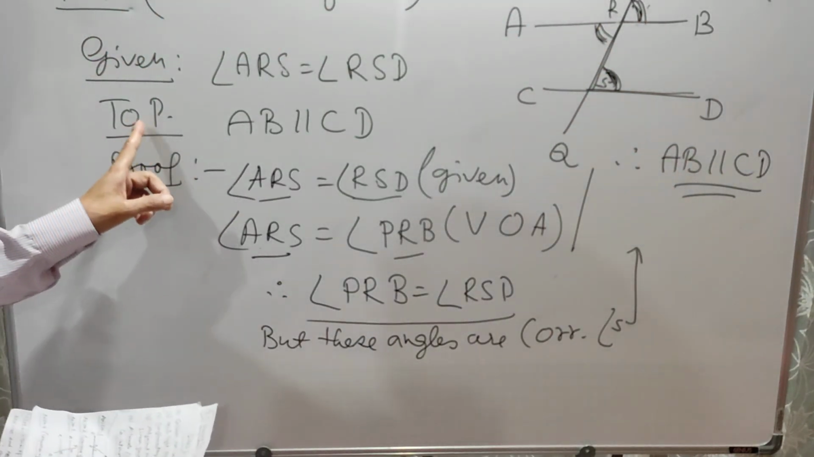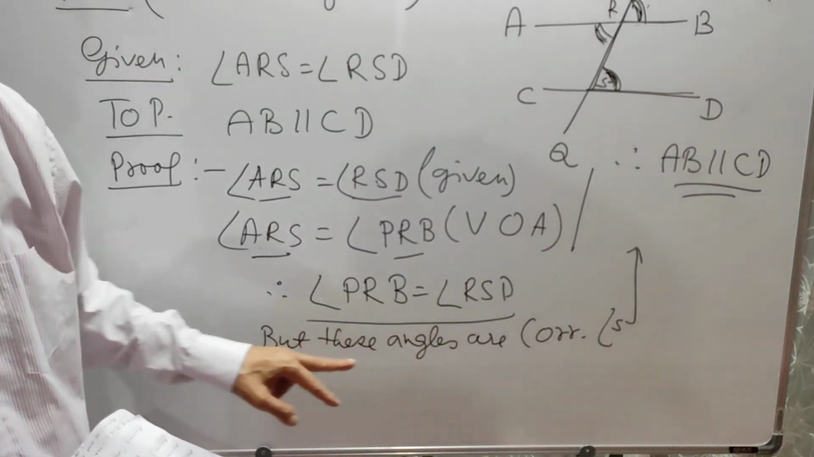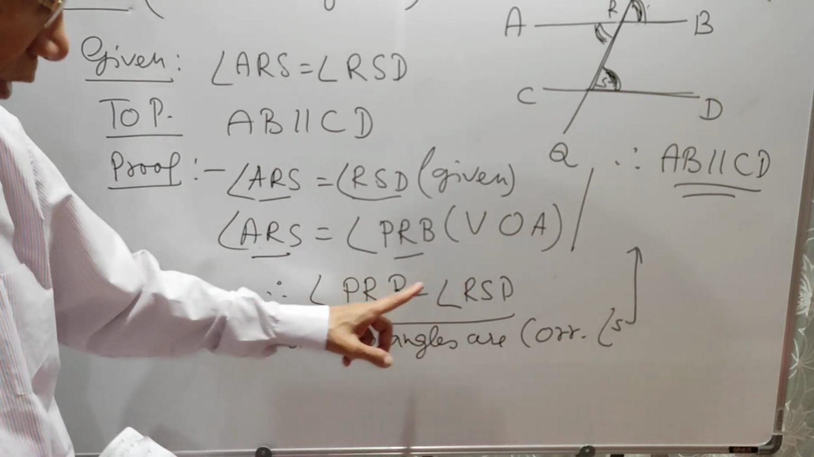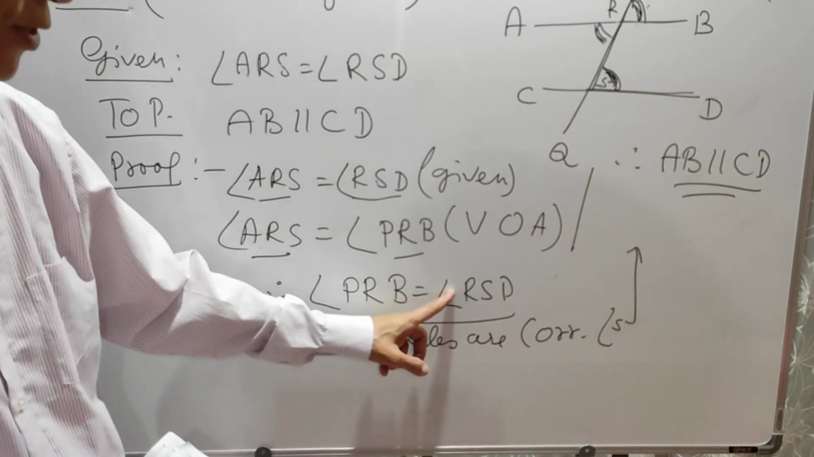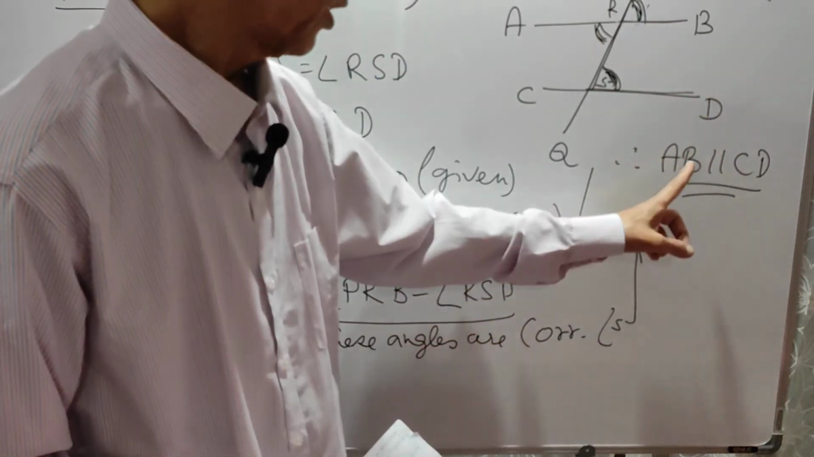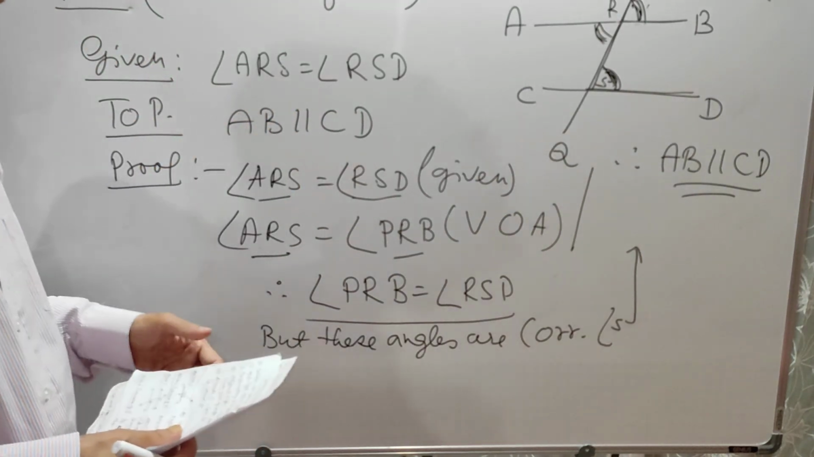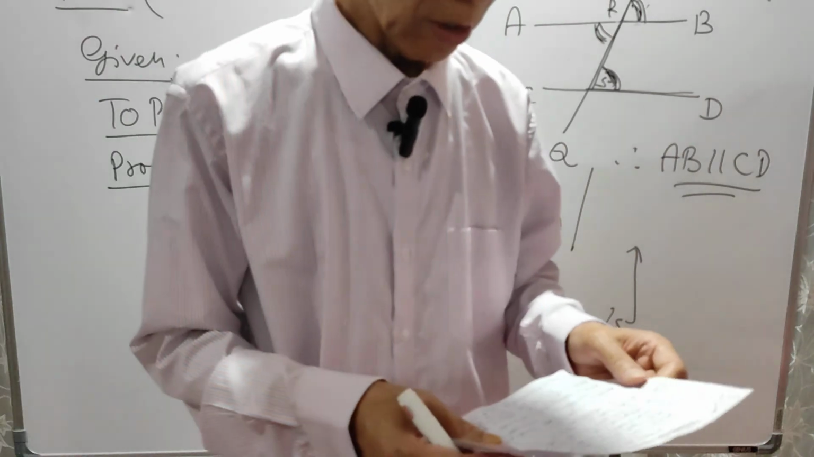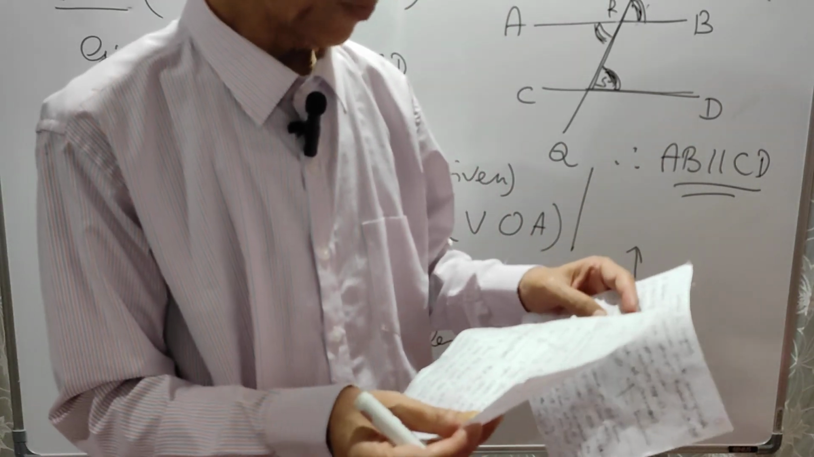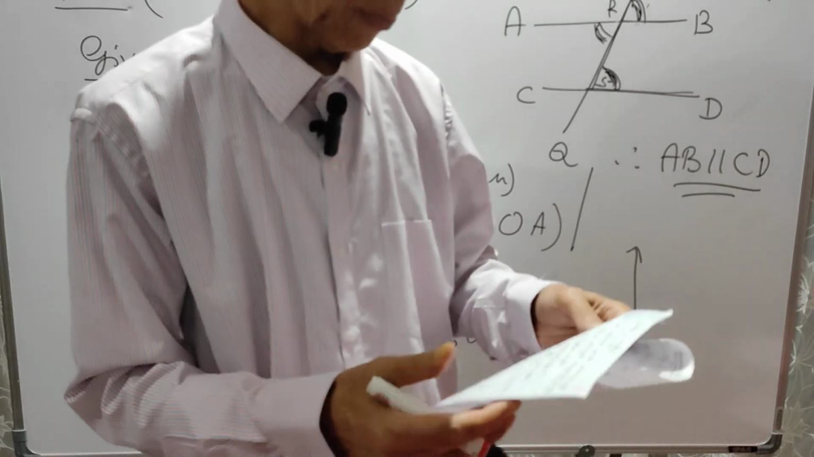So what was to prove? To prove AB parallel CD. So using axiom 4, these two we have proved equal, but they are corresponding angles, and that axiom says if corresponding angles are equal, lines must be parallel. So AB parallel CD, and that was what we had to prove. So done. So this is theorem 3. So 2 and 3 are converse of each other. So tomorrow in my next video, I will proceed from theorem 4: 4, 5, 6, 7, 8, up to 8.